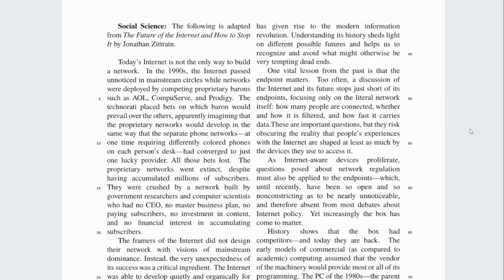One vital lesson from the past is that the endpoint matters. Too often, a discussion of the internet and its future stops just short of its endpoints, focusing only on the literal network itself, how many people are connected, whether and how it is filtered, and how fast it carries data. These are important questions, but they risk obscuring the reality that people's experiences with the internet are shaped at least as much by the devices they use to access it.